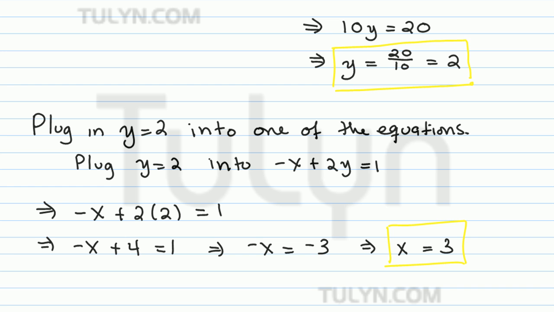So now we have both our solutions for x and y to solve the system, and what we want to write at the end is writing our solution in terms of an ordered pair, where it's x comma y. So the solution is 3 comma 2.